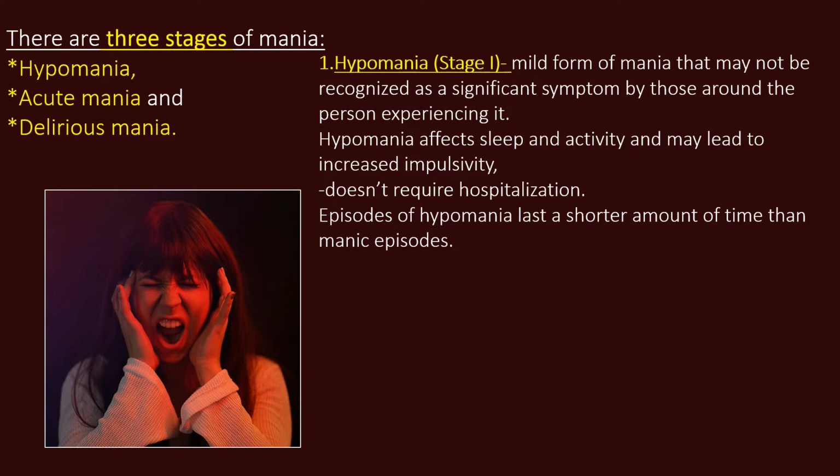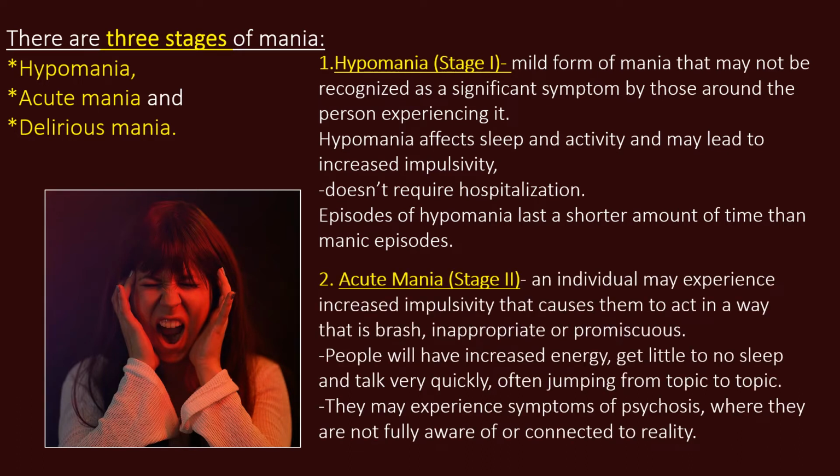Acute mania. During acute mania, an individual may experience increased impulsivity that causes them to act in a way that is brash, inappropriate, or promiscuous. People with acute mania will also likely have increased energy, get little to no sleep, and talk very quickly, often jumping from topic to topic. They may experience some symptoms of psychosis where they are not fully aware of or connected to reality.